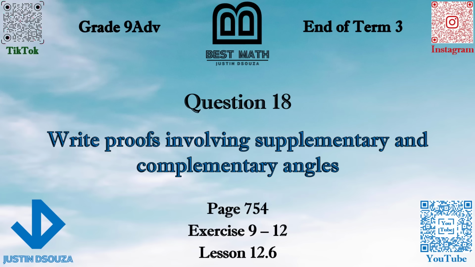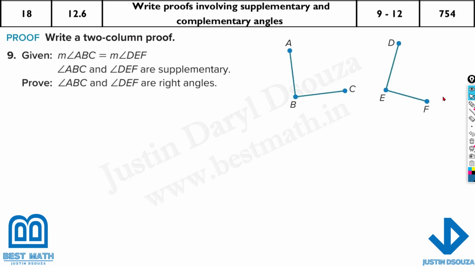In this question, we will write proofs involving supplementary and complementary angles. Here they have told us to prove these statements for these particular lines. They are not even a triangle, but there are angles involved here. The measure of ABC and the measure of DEF are equal. They have given us that. So now we need to write statement and proof in two columns.